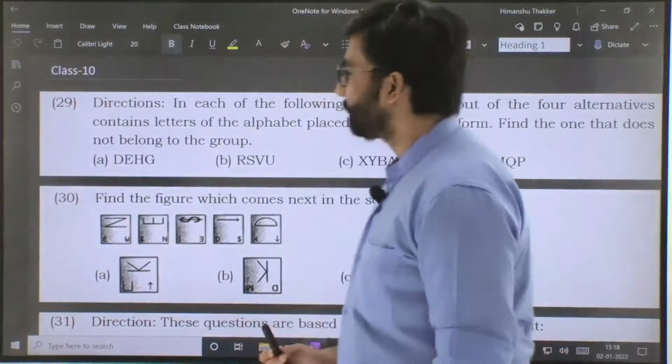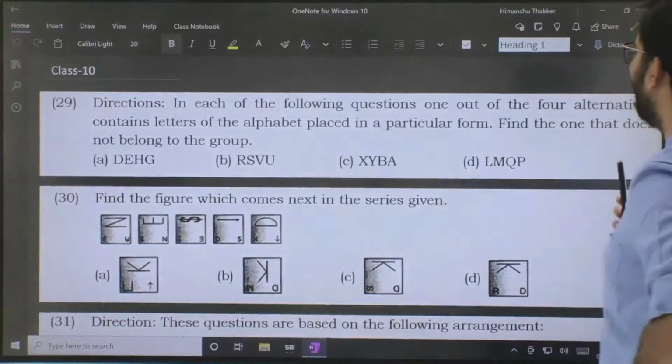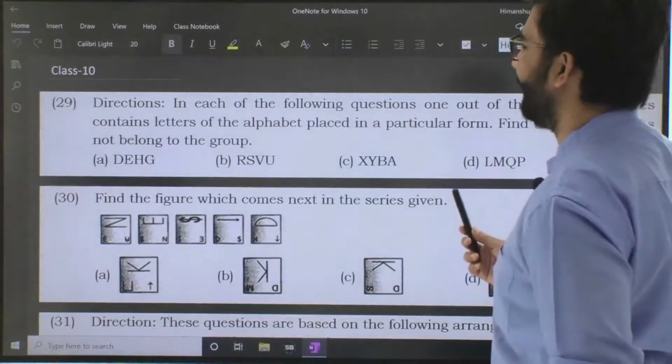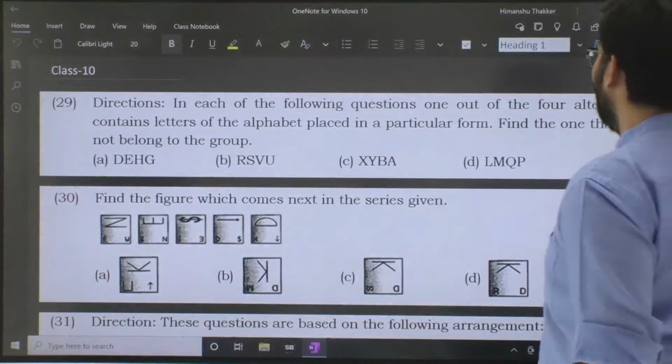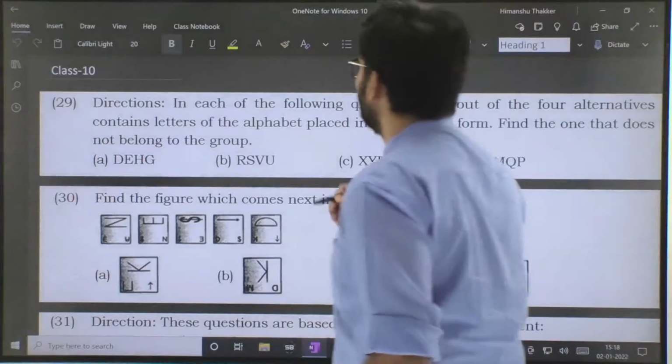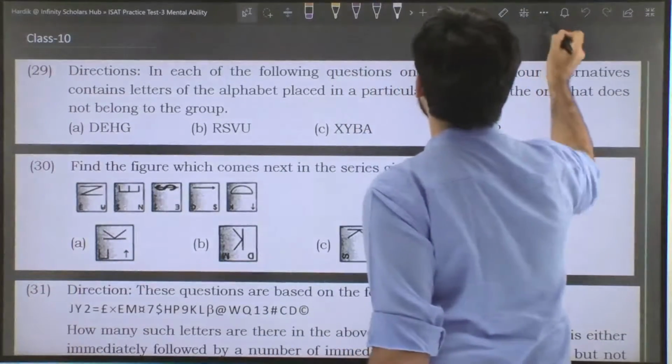So let's see. The question given over here is, in each of the following questions, one out of the four alternatives contains letters of the alphabet placed in a particular form. Find the one that does not belong to the group. Okay, so let's see which does not belong to the group.